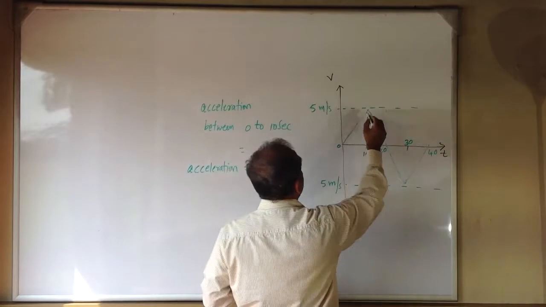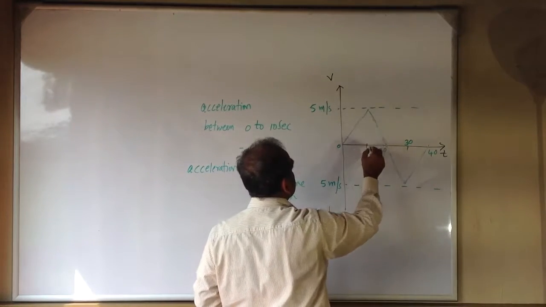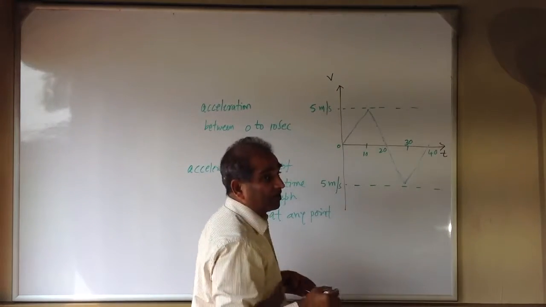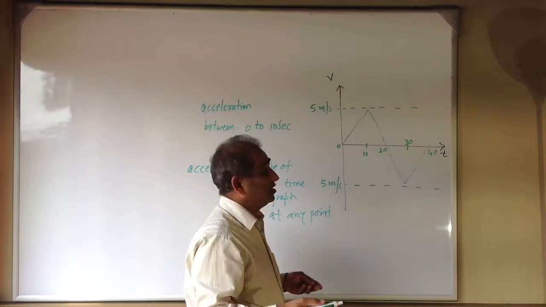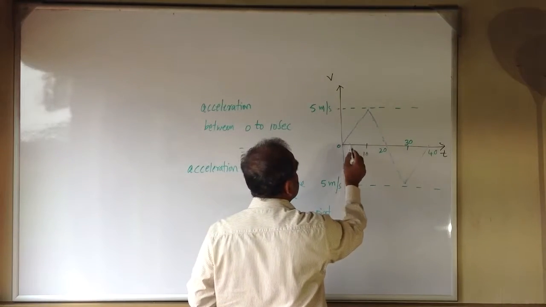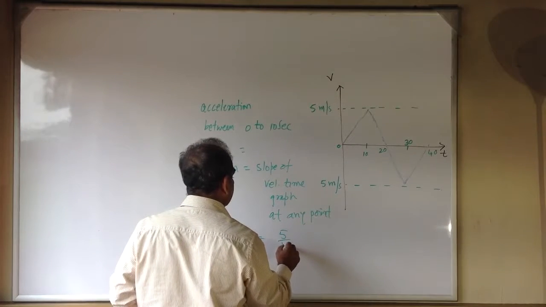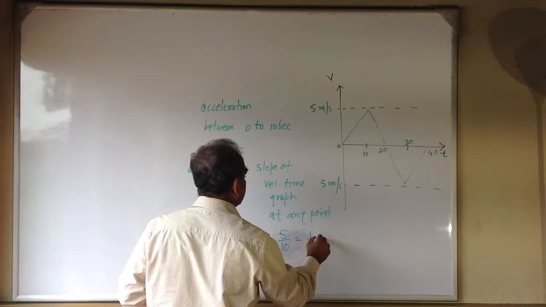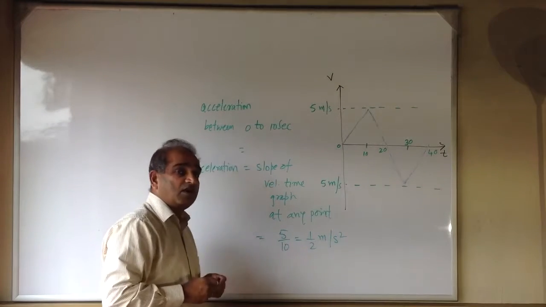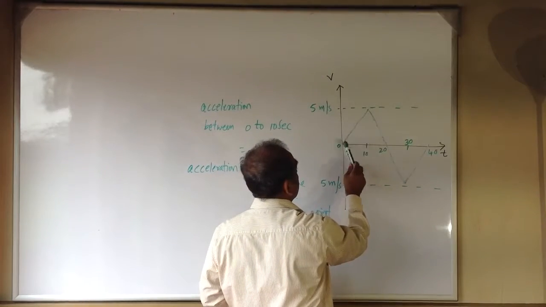Here between 0 and 5 meters per second, the time taken is 10 seconds. So what is the slope of any straight line? Rise over the run. So the rise is 5 meters per second and the run is 10 seconds, which is equal to 5 over 10, which is equal to 1/2 meter per second square. This is the acceleration of this particle from 0 to 10 seconds.